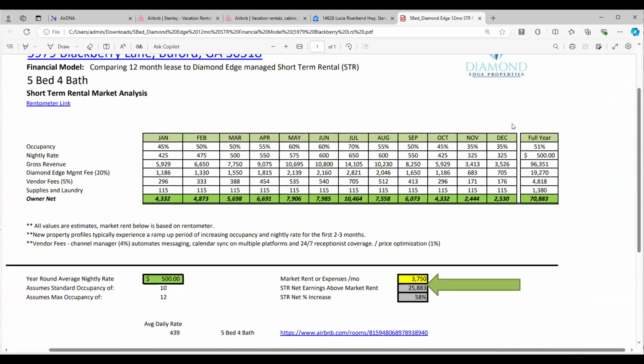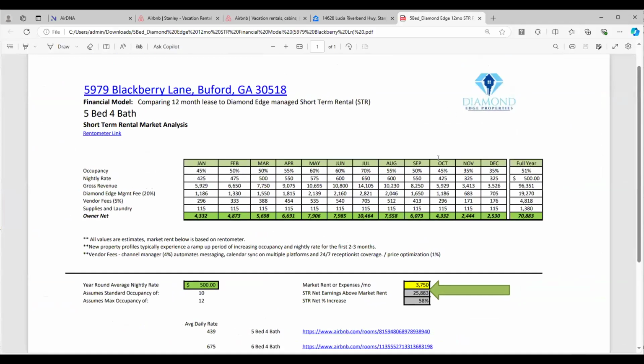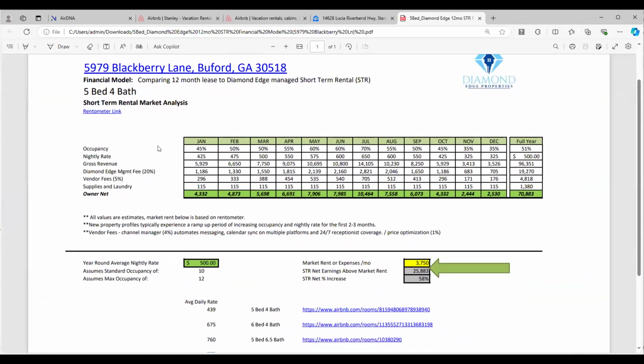Now, this particular report is used usually for management clients. You can also use it when you're doing acquisitions. But if you notice, I'm showing the gross revenue, then the management fee, and then the net to the owner. This is the report that shows the owner the comparison to doing the yellow, which is long-term rental at 3750, and it just shows the net number above what they can make as an option to do short-term rentals. They're doing 58% more money net back to them to do short-term instead of long-term.